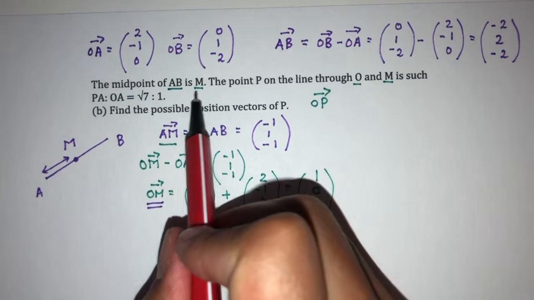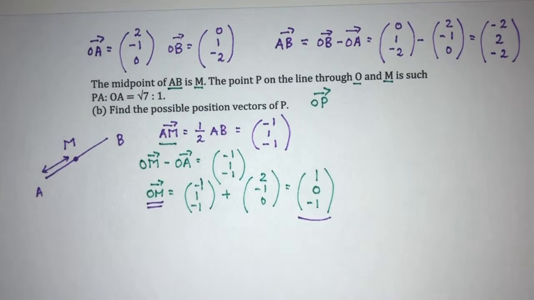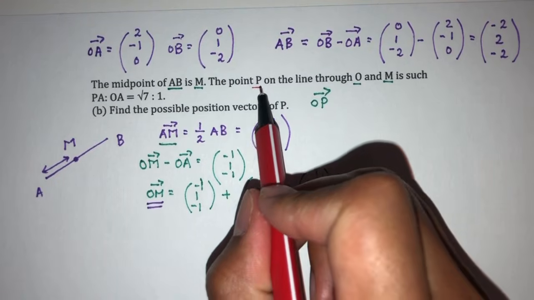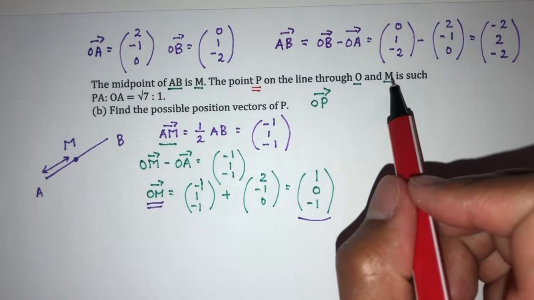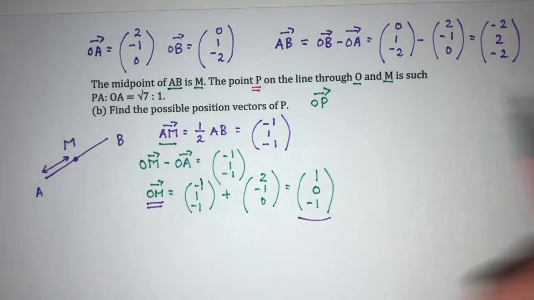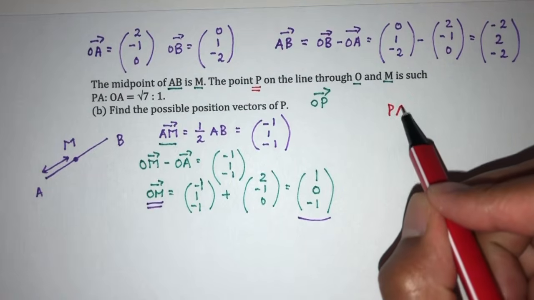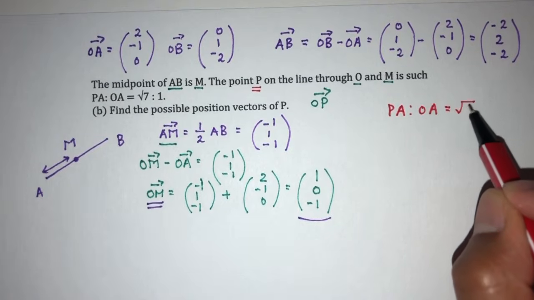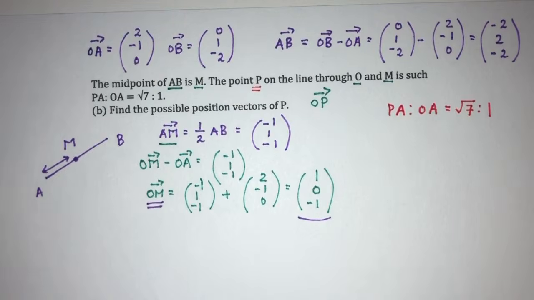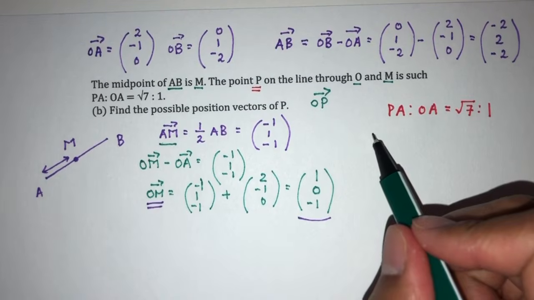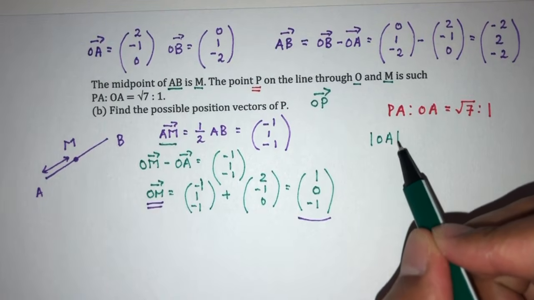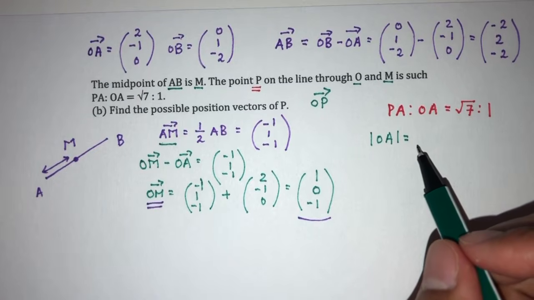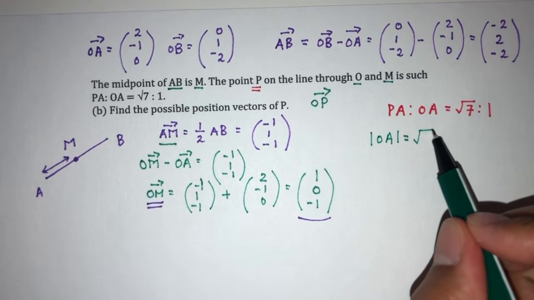This is why we had this information, to find the value of OM. Now let's move forward with the rest. We have the point P on the line OM, such that the ratio of the length of PA against the length of OA is given to you as root 7 to 1. Now, in part A, we have found the length of OA, which, as we have seen from part 1, is shown to be root 5.